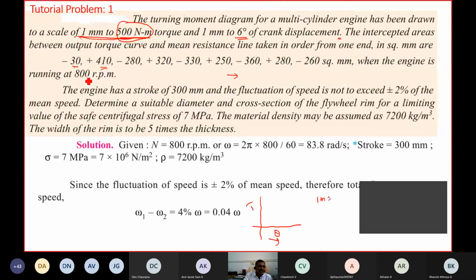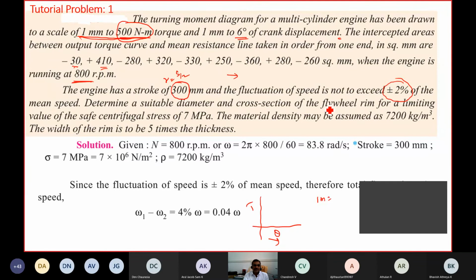The flywheel is rotating at 800 rpm. The engine has a stroke of 300 millimeter. What's the relation between the stroke and radius? Radius of the crank is equal to stroke by 2. And the fluctuation of speed is not to exceed plus or minus 2%.